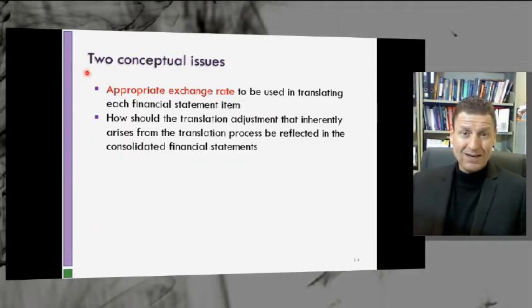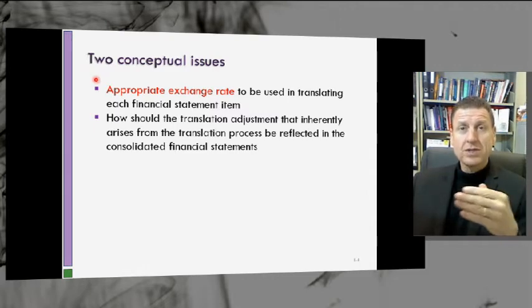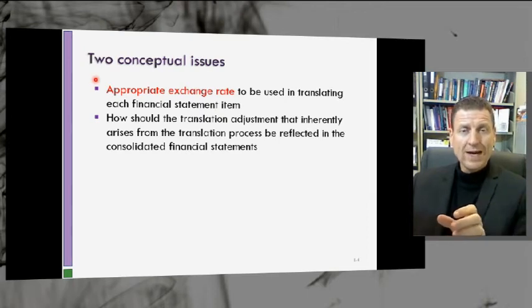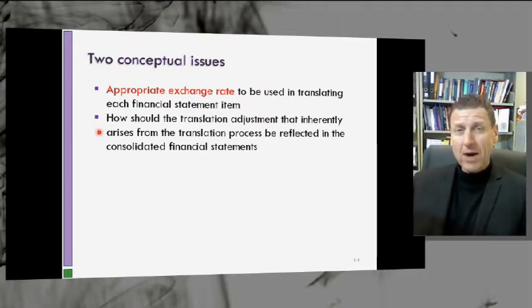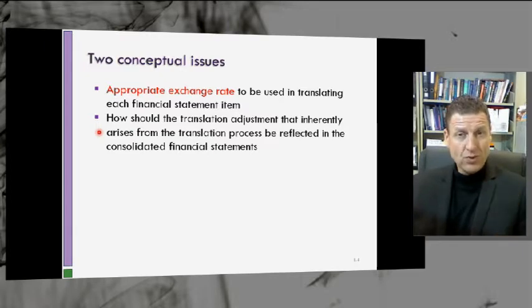There are two conceptual issues here. The appropriate exchange rate. What is the appropriate exchange rate to be used in translating each financial statement item? As you get into it, we could use a historical rate. We could use the current rate. We can use the average rate. We can use the average of the last quarter rate. There are many different types of rates we can take out of the foreign rate system to apply to our financial statement. So which rate do you use? We're going to have a look at that. The other one, how should the translation adjustment that inherently arises from the translation process be reflected in the consolidated financial statements? So this is really interesting. How do you reflect it in financial statements? We're going to look at how it's done under the current rate method and the temporal method.